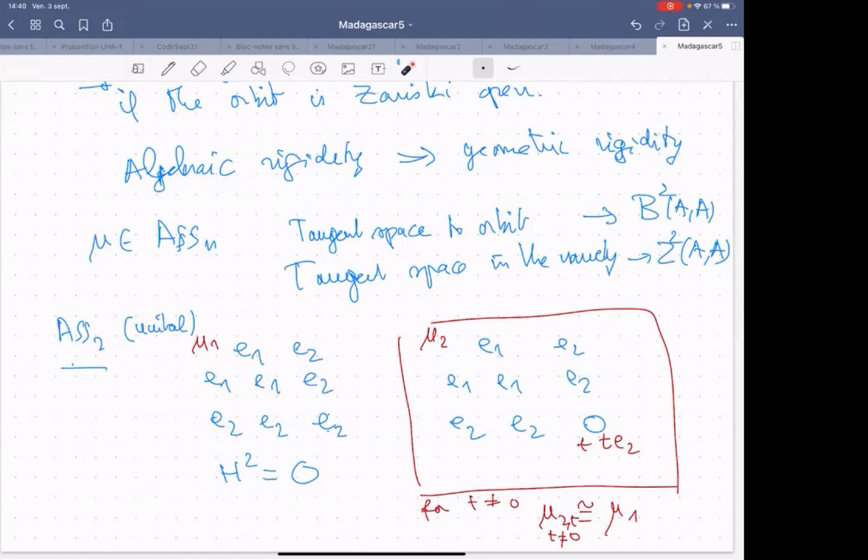Excuse me, Nasser? Yes. In which of the two classes falls the group algebra of Z2? Yeah, in this one. Okay. I thought then it would be E2 composed with E2 equals E1.